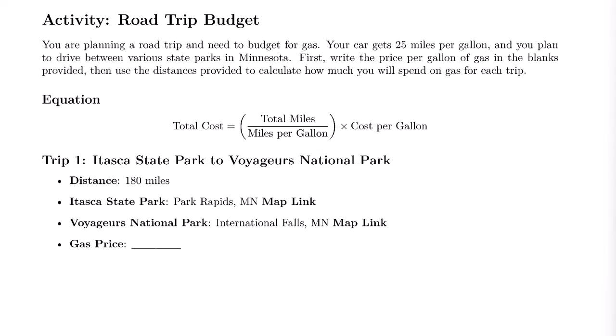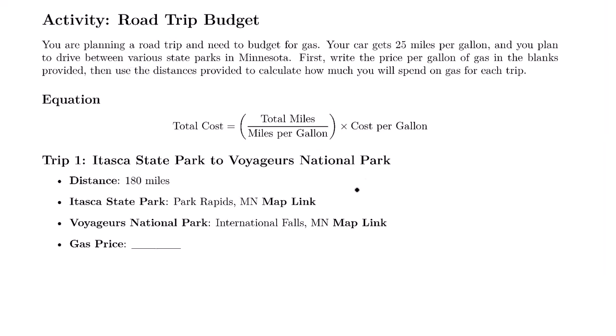We are going to start from Itasca State Park to Voyageurs National Park. If you'd like to learn more about Itasca State Park or Voyageurs National Park, in the worksheet that I have provided, just click on one of the links and you'll go straight there. Another interesting note is Itasca State Park is where the Mississippi River starts. That's pretty neat.